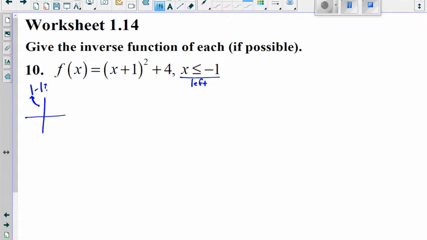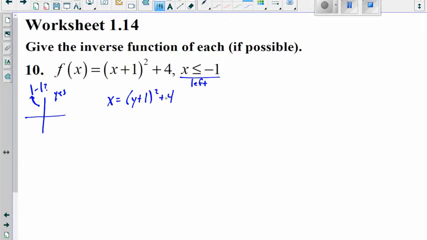So the left side of this is 1 to 1. It passes the horizontal line test, doesn't have both sides. So we're good. We can say this is a 1 to 1 function. So now the order was switch x and y, and then do what we need to solve for y. So this would be x equals, we'll say y plus 1 squared plus 4.